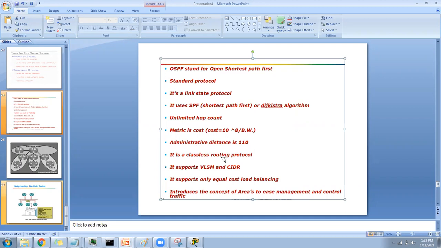Classless routing protocol, it supports subnetting. It supports VLSM and CIDR. It supports only equal cost load balancing. It introduces the new concept of area to ease management and control traffic. So OSPF started a new concept called area. Okay, so what is the area?